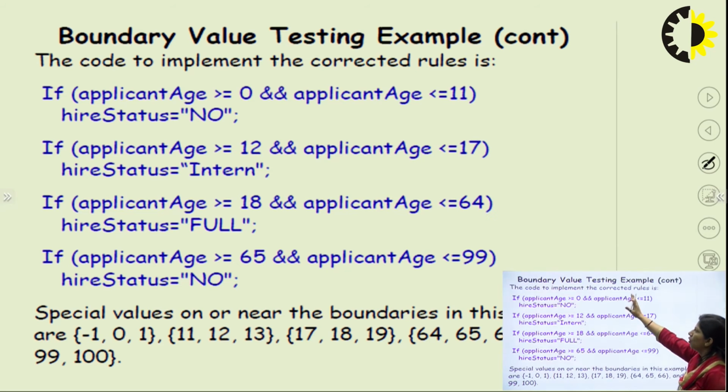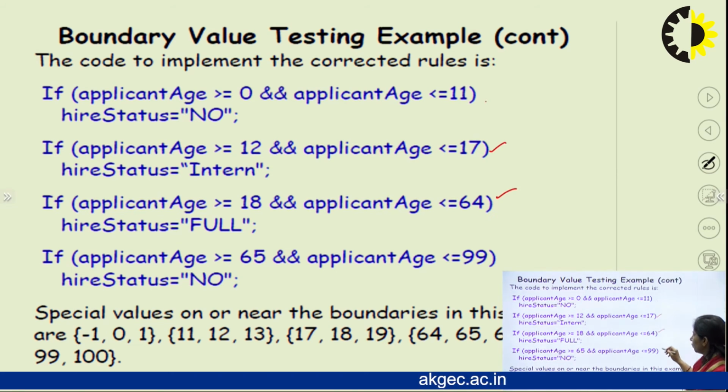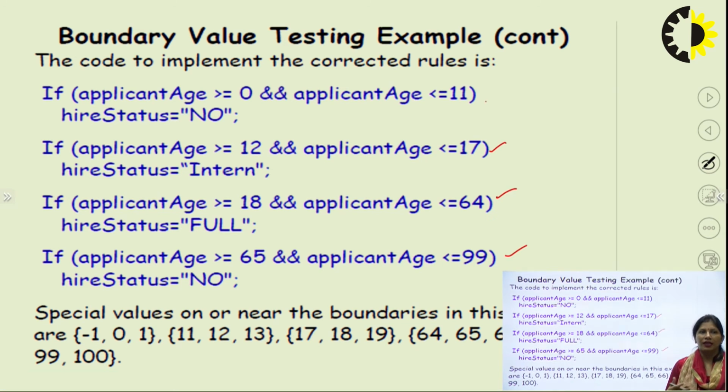Here again, now after the changes, the code will be implemented with the corrected rules. Now here it is 11, 17, 64 and 99. Now the boundary values for the test cases that we have to test for this example are -1, 0, 1, 11, 12 and 13, 17, 18 and 19, 64, 65, 66 and 98, 99 and 100.